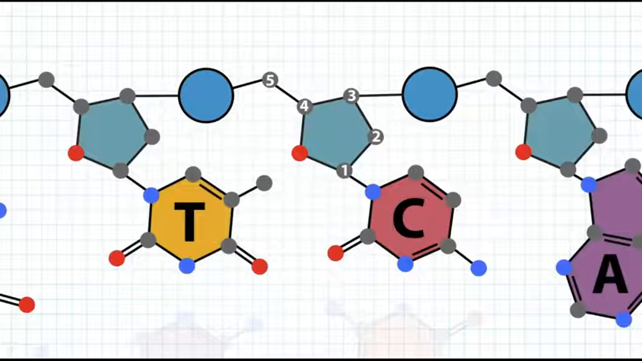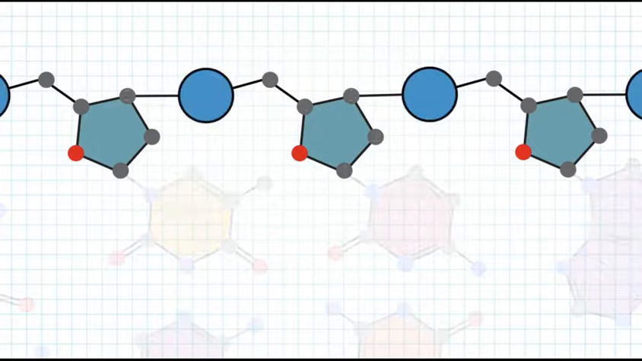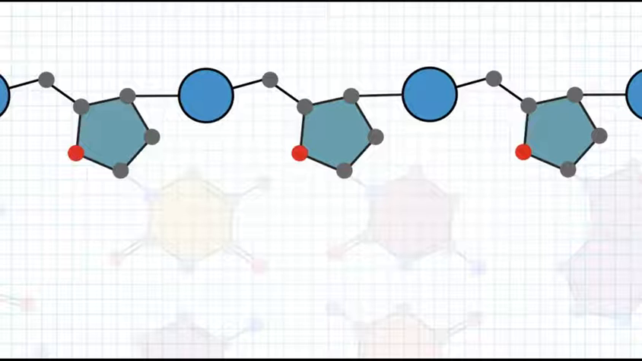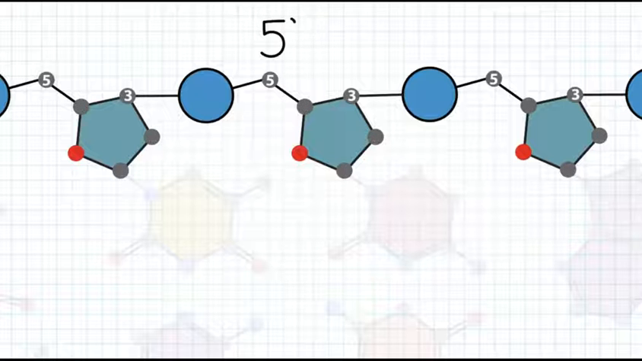Nucleotides attach to each other in the DNA strand by phosphodiester bonds. The phosphate group of one nucleotide binds to the 3' oxygen of the neighboring nucleotide. Thus, we can see that the sugars and phosphate groups make up the DNA backbone. The carbon numbering is key to describing the directionality of the DNA strand, 5' to 3'.